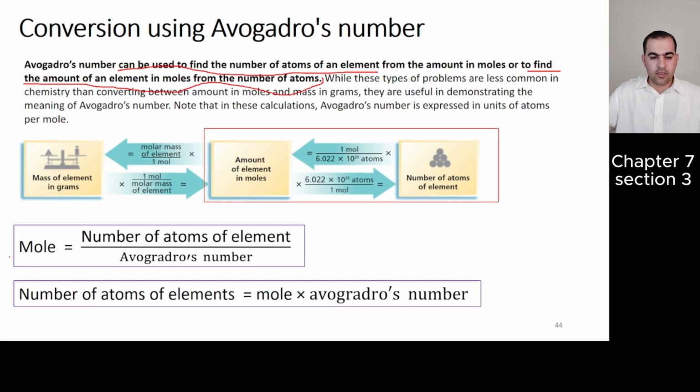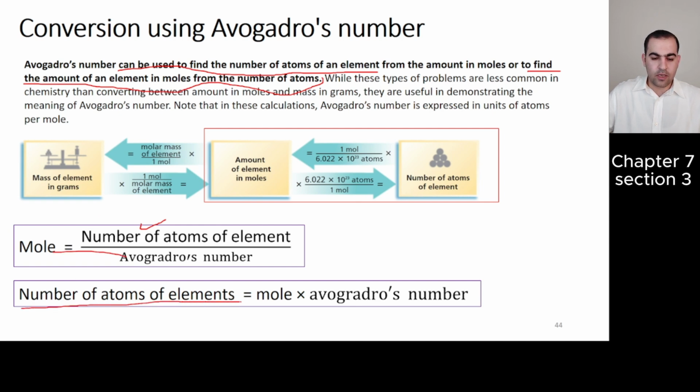Look at these examples, guys. Number of atoms, if given, you can find mole by using Avogadro's number: number of atoms of element divided by Avogadro's number. Avogadro's number, you must know it. You must memorize it. It equals 6.022 times 10 to the power 23 atoms. But if I give you number, you can find mole. Or mole times Avogadro's number, you can get the number of atoms.